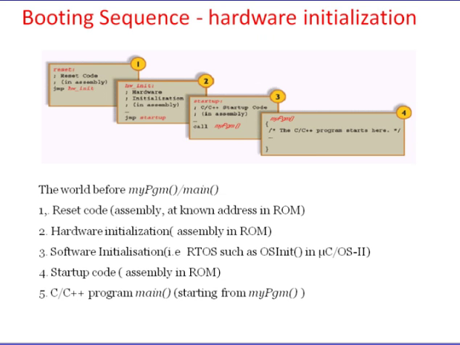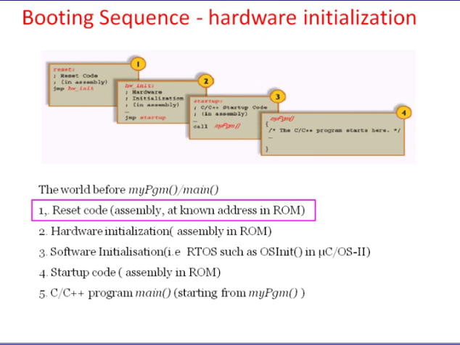The first stage of the initialization process is the reset code. This is a small piece of assembly, usually 2 to 3 instructions, that the processor executes immediately after it is powered on or reset. The sole purpose of this code is to transfer control to the hardware initialization routine.